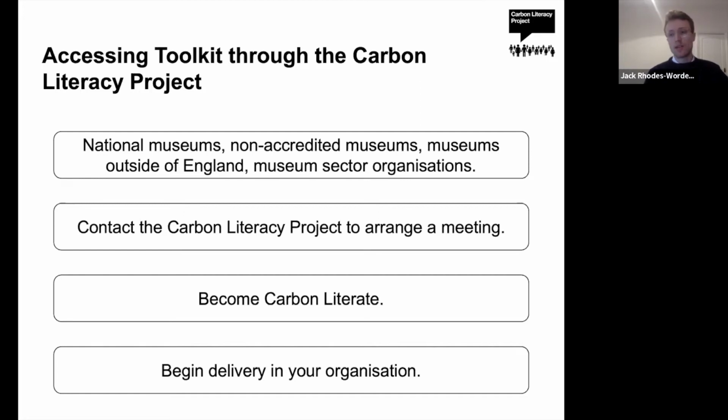As we mentioned before, we strongly recommend that you become carbon literate yourself. You can look at our events page. There's a few open courses that are appropriate for any audience on there. That link should be in the chat as well. And this is something you can speak to us about as well if you need any additional support.